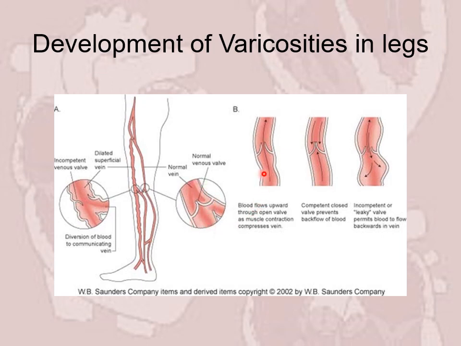And this is showing you how blood flows upward through an open valve as muscle contraction compresses the vein and forces the flow upward. A competent valve closes and prevents backflow. An incompetent or leaky valve permits blood to flow backwards in the vein, and then you get distension in the walls, and sometimes these valve distortions are visible through the surface of the skin.